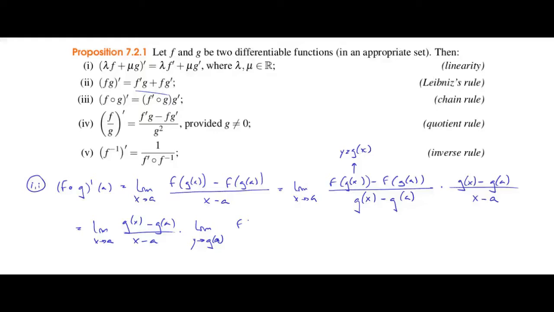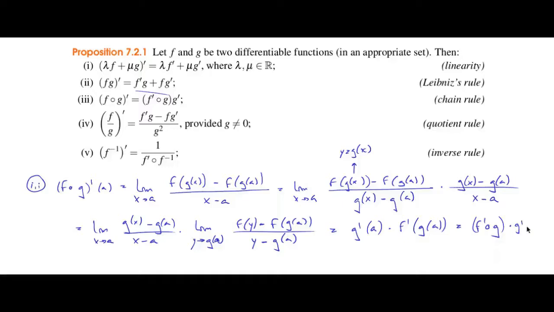So then we have f at y minus f at g of a divided by y minus g of a, right? Now this thing, as I said, is the derivative of g at a. And this is the derivative of f, but at g of a. So in other words, this is f composed with g times g prime, all of this at a, okay, which is what we wanted to prove here.